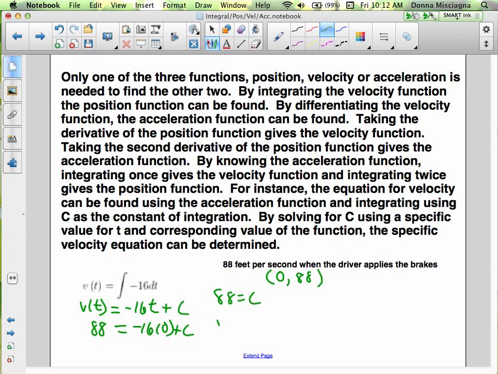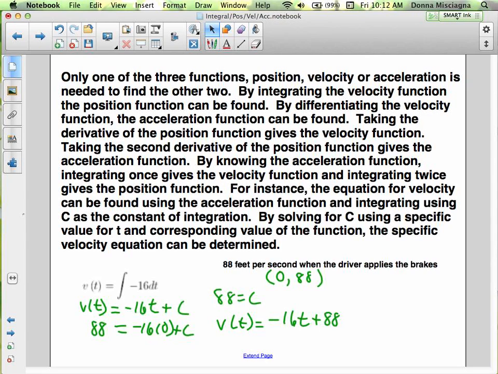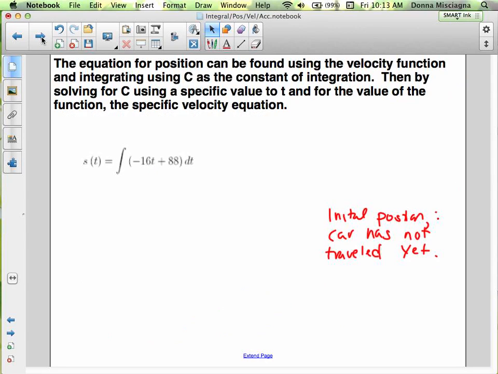All right, so that means our velocity function is v of t equals -16t plus 88. That's our velocity function. All right, now on the next page, we're going to integrate velocity and get position. The equation for position can be found using the velocity function and integrating using c as the constant of integration. Then by solving for c using a specific value for t.